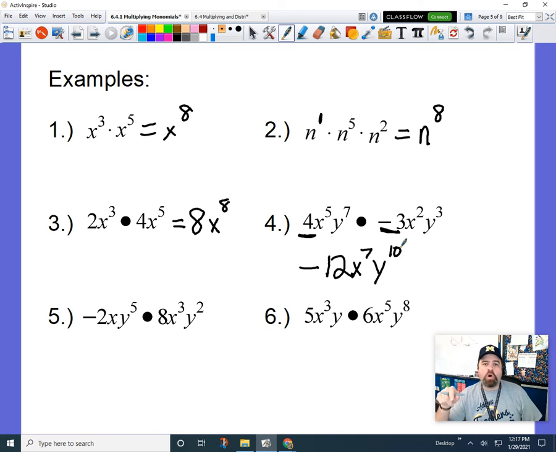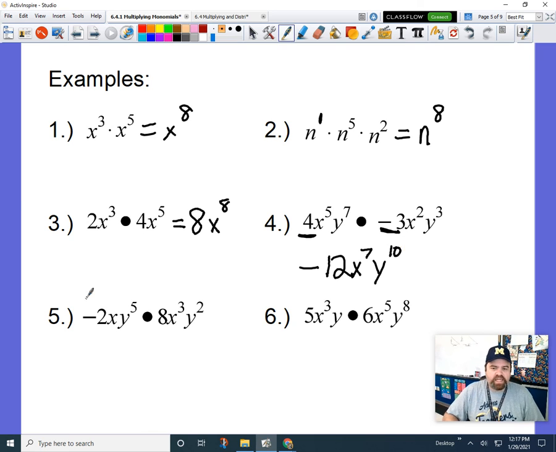If you've got multiple variables, x's, y's, z's, whatever, in your answer the variables need to be in alphabetical order. Now, generally, they're going to be given to you in alphabetical order. So if you just do them one at a time, your answer will automatically be in alphabetical order. But it's not outside the realm of possibility that you could have B, C, A, and your answer needs to be in A, B, C.